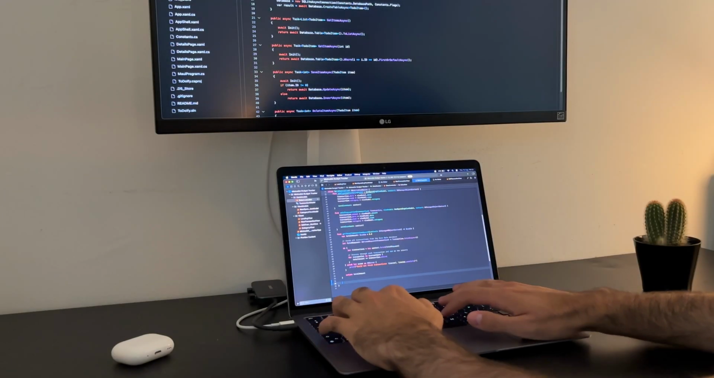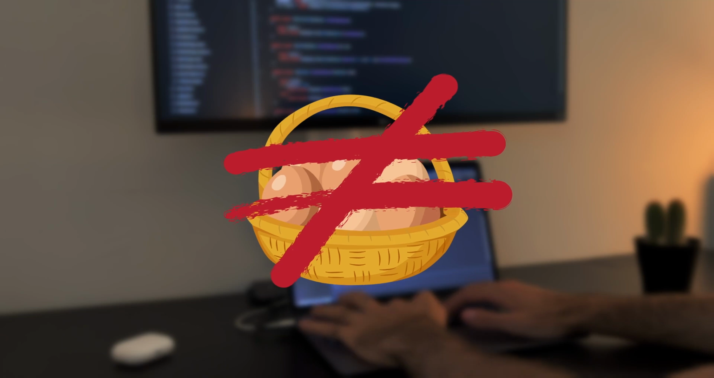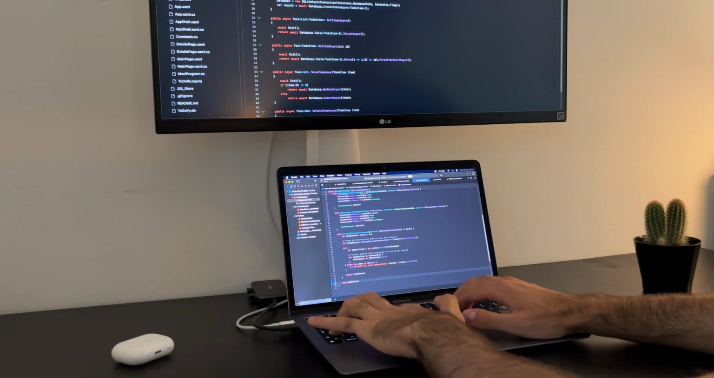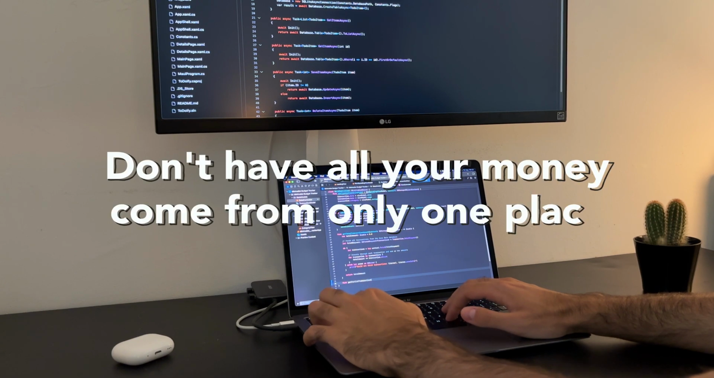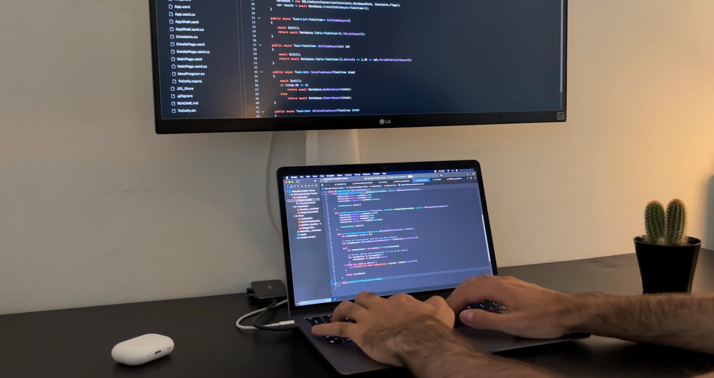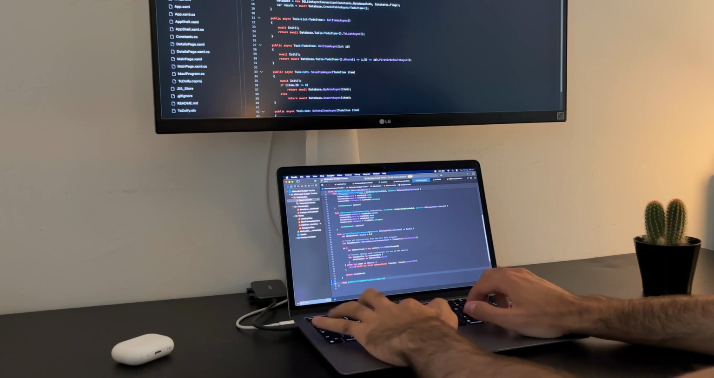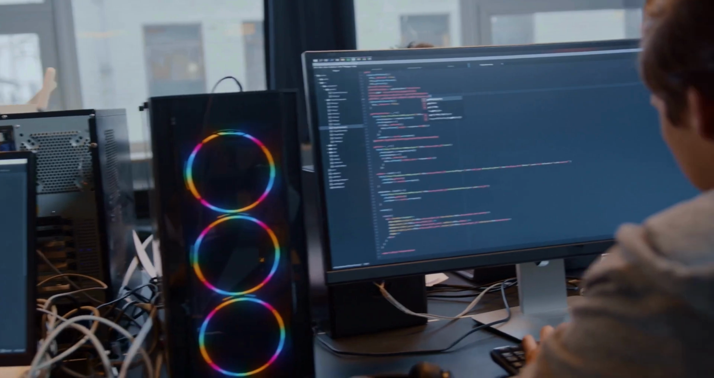Hey everyone, you may have heard the saying to not put all your eggs in one basket. That means to be diversified when it comes to generating income. Basically, to not have all your money come from only one place. Even though this is very wise advice, studies show that most of the population worldwide do just that. They have a daytime job and that would be it.